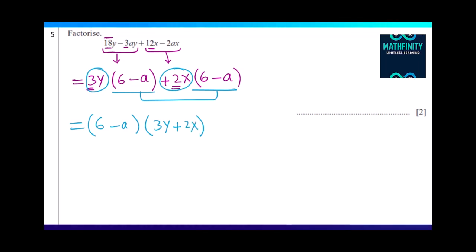That's it. We factorized four terms and we found these factors. These factors you have to write in the given space, in the answer space, 6 minus a and 3y plus 2x. Do the practice. If you have any confusion, please discuss with me.